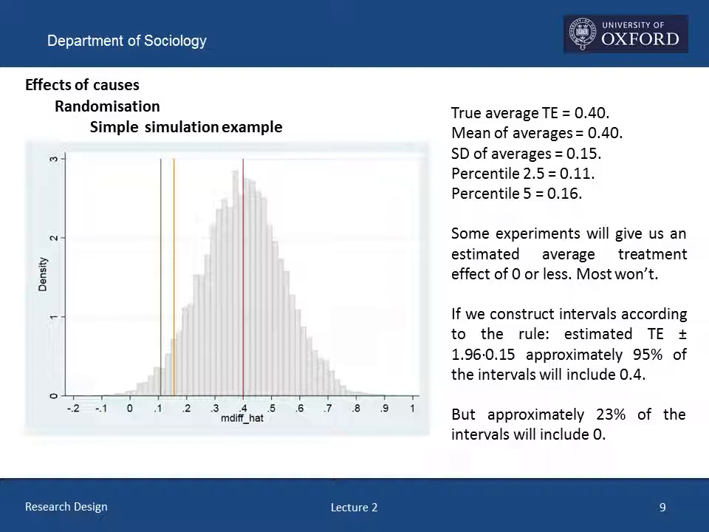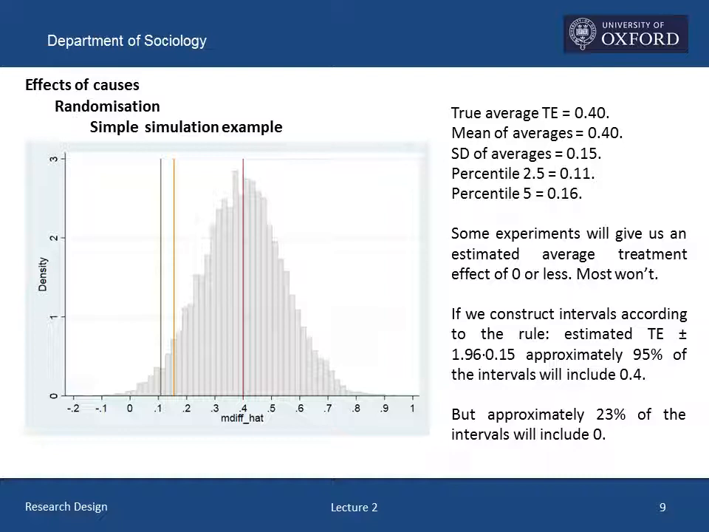All we need for that is a procedure with known properties that allows us to form a very good idea of the variability in the estimated average treatment effects. Randomization and our relatively large sample size supply that. In this particular case, we can simply calculate empirically that if we form an interval according to the rule estimated treatment effect plus or minus 1.96 times the standard deviation of the distribution, which in this case is 0.15, then approximately 95% of those intervals so constructed will include the true average treatment effect.